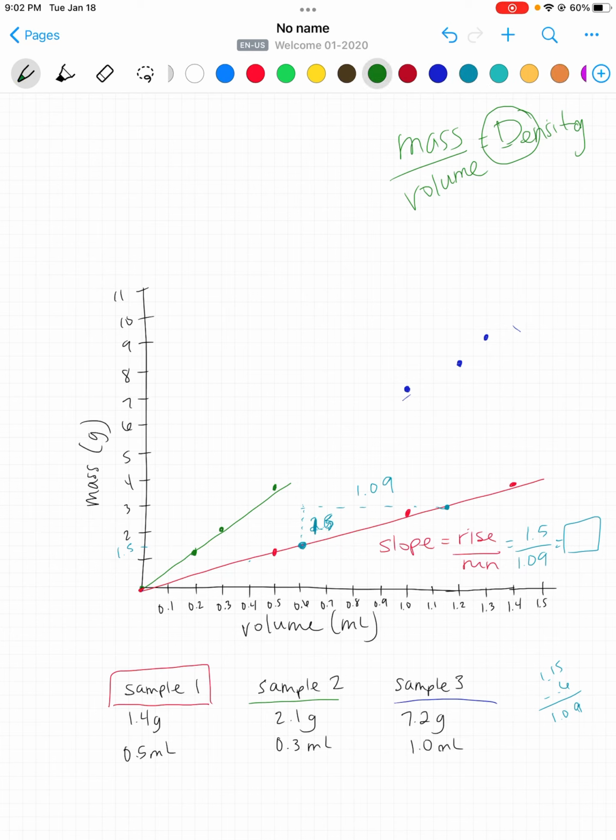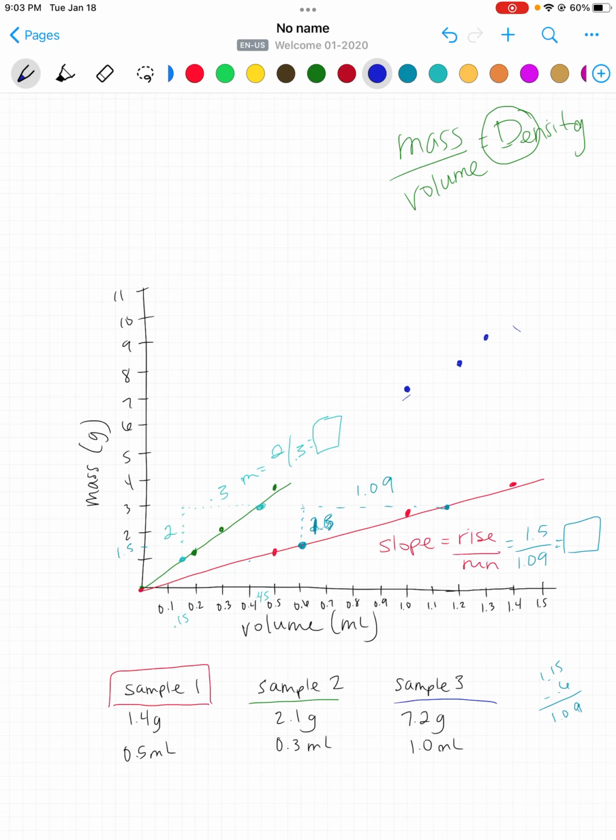So for my green line, I might choose this point and this point. I'm going up from 1 to 3, so the rise is 2. And my run is 0.15 over to 0.45, so 0.3. That means my slope here is going to be 2 over 0.3. We'll get a whole number, and then we'll do the same thing with our blue line. I would have to draw that back in, and then I would find the slope there. So that's how you make your graph.